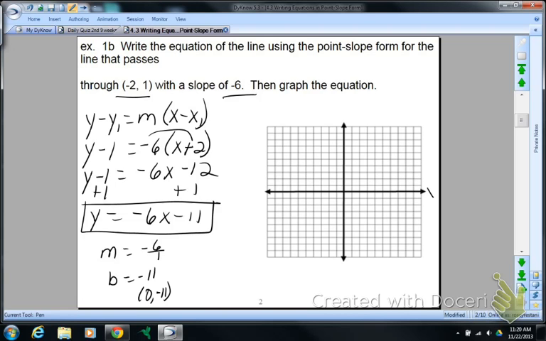Now, if we go to graph, okay, (0, -11) is about right here. It's a little off the graph. Now, instead of going down 6, because if I go down 6, I'm way off my graph, what should I do? Go up 6 and put the negative with the 1.